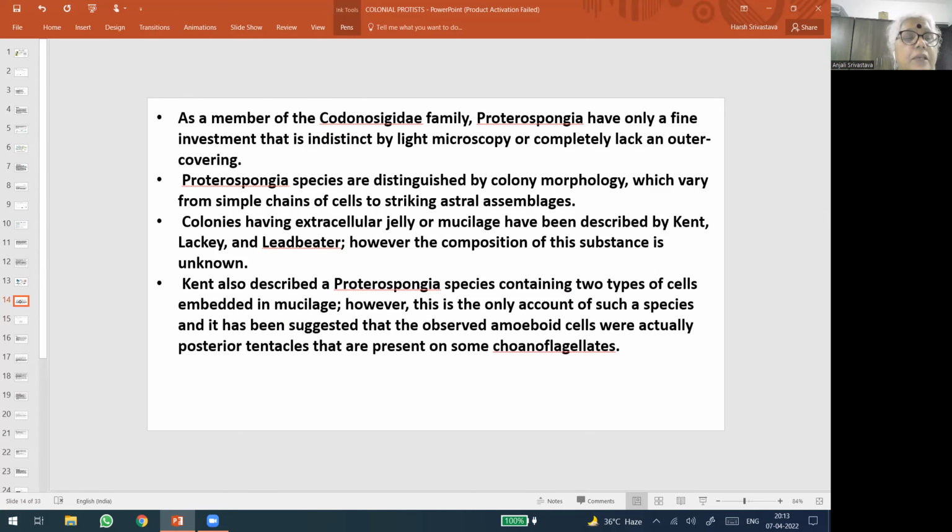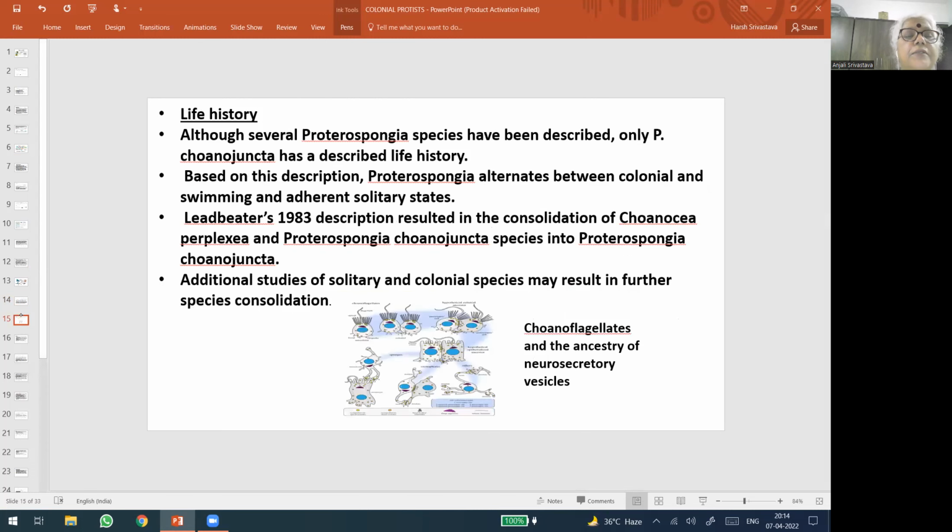Now, but let us confine or see the important characteristics of Pterodospongia that represent the other choanoflagellates also, how these are very important to study the Pterodospongia, how their life cycle and their structure details show the different stages of the conversion from unicellularity to multicellularity. The life cycle mentioned that it resulted in consolidation of the Codonosiga perplexa and Pterodospongia species into Pterodospongia. Additional studies of solitary and colonial species may result in further species consolidation.